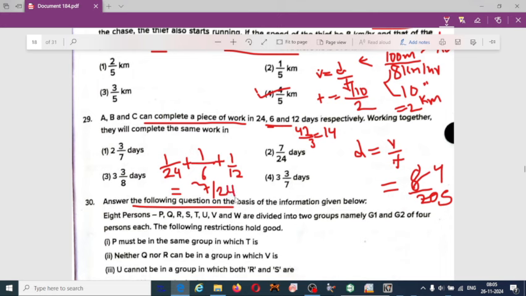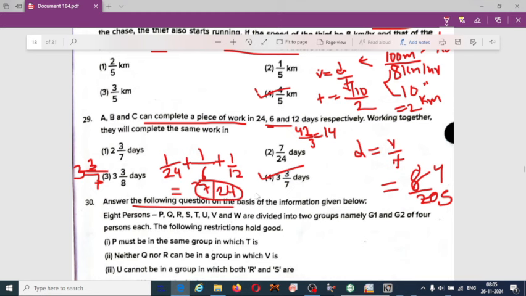Okay, so if you take the reciprocal of this one, 7 by 24, you will have 24 by 7, that you can write it as 7 divided by, here 3, you can take it 3 sevens are 21 plus 3, 24 by 7. So option 4th one is correct.